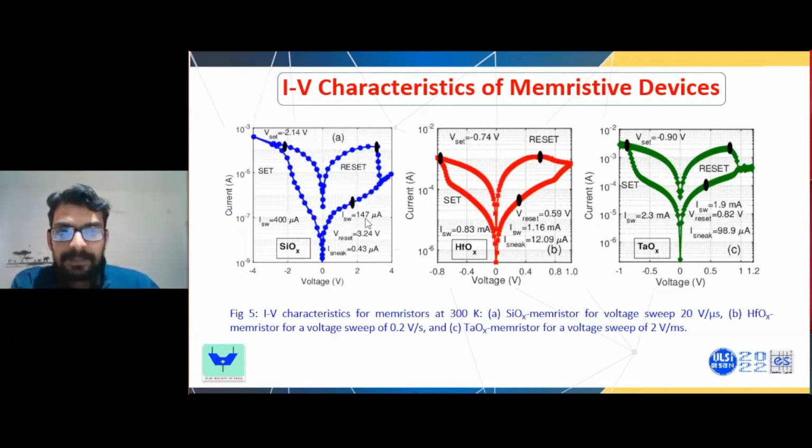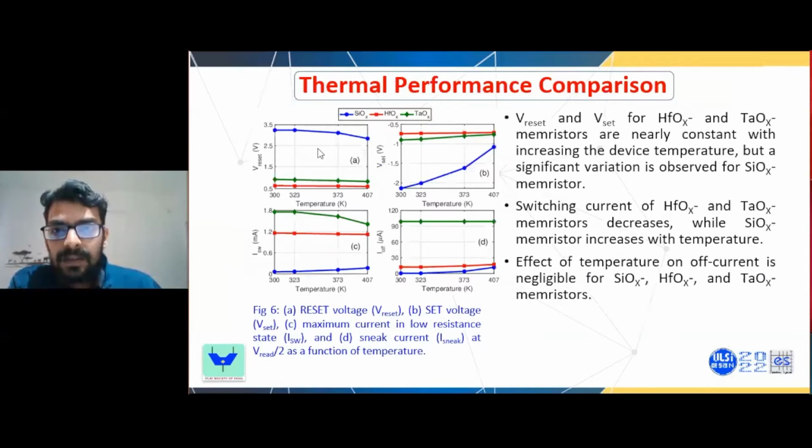This is the thermal performance comparison. In figures A and B, we can see the reset voltage and set voltage are nearly constant for metal oxides, and significantly varying with temperature for the silicon oxide memristor. This is due to silicon oxide having a low thermal conductivity. In figure C, we can see the switching current decreases with temperature for hafnium oxide and tantalum oxide, which shows the metallic nature of these oxides. In the case of silicon oxide, it increases with temperature, which shows the semiconducting nature of silicon oxide. And in figure D, we can see the off current shows negligible change with temperature variation for all three devices: silicon oxide, hafnium oxide, and tantalum oxide memristors.